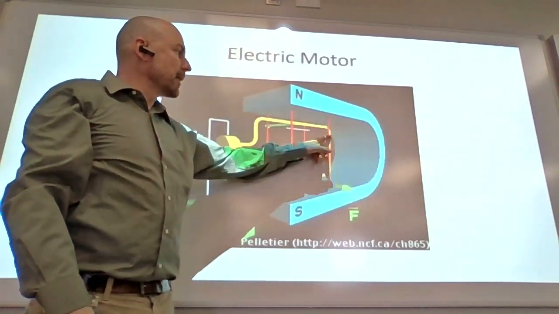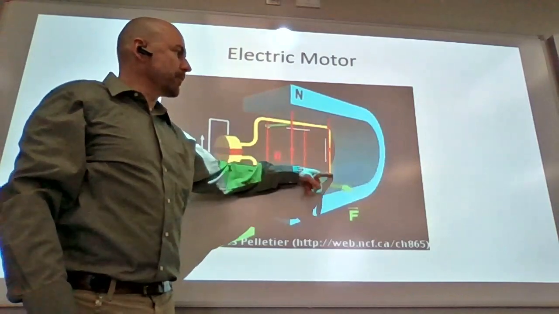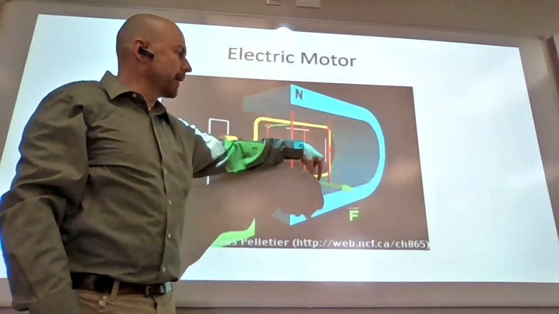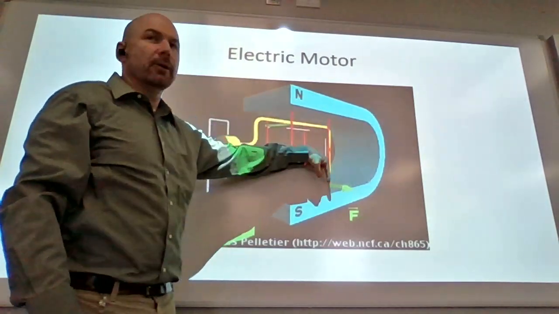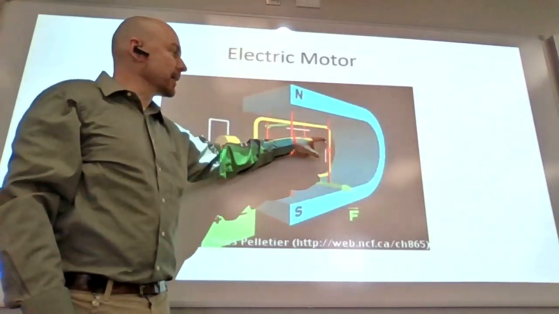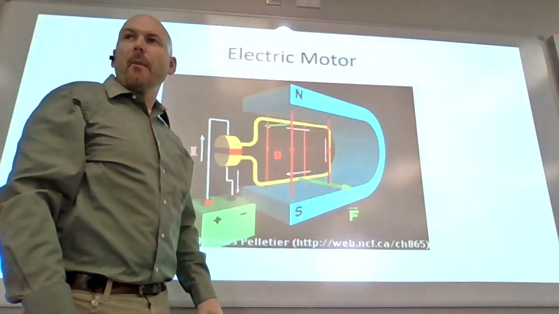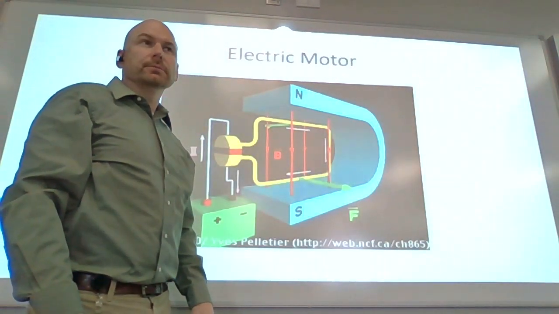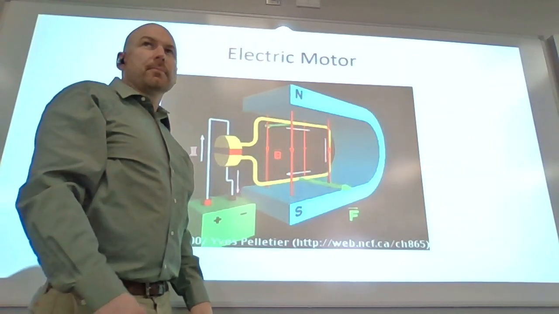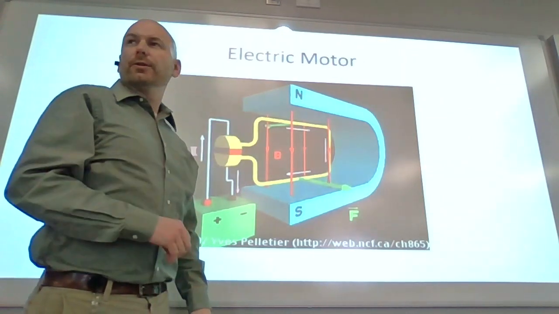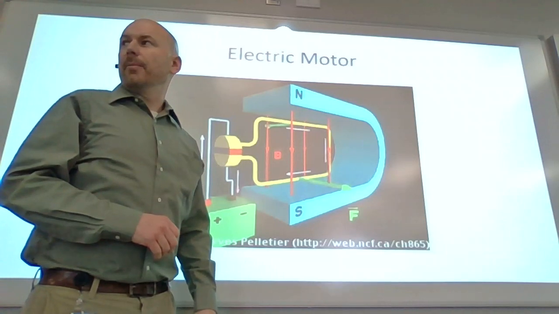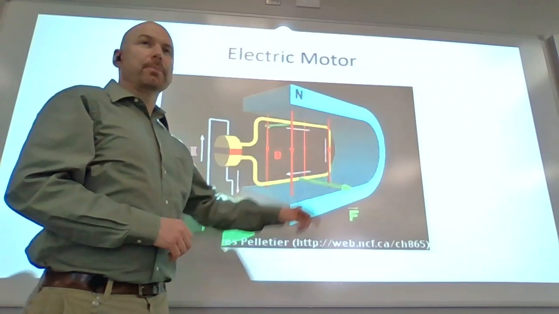Which way is this part of the loop going to be forced? You've got magnetic field going down, you've got current going down. Which way is that going to be forced? No force. Why? Parallel.